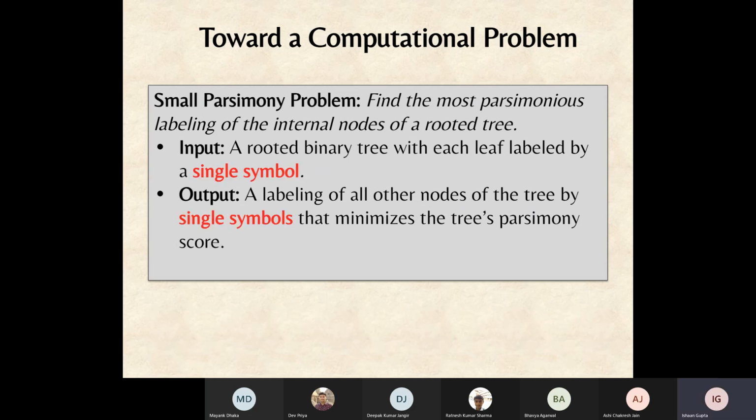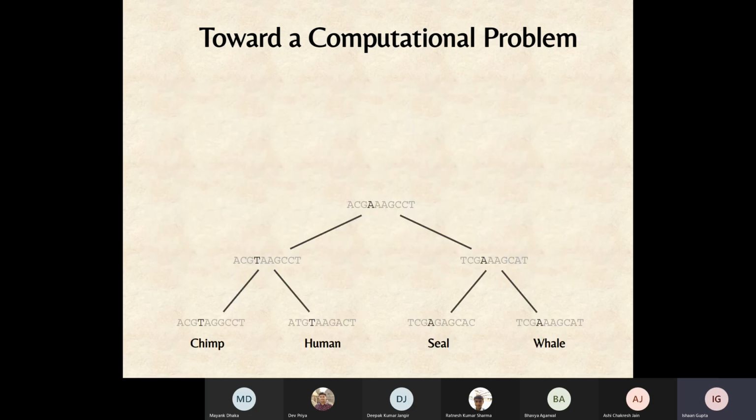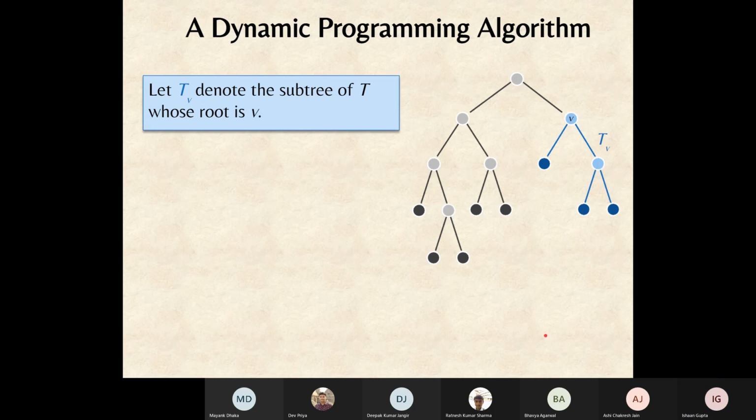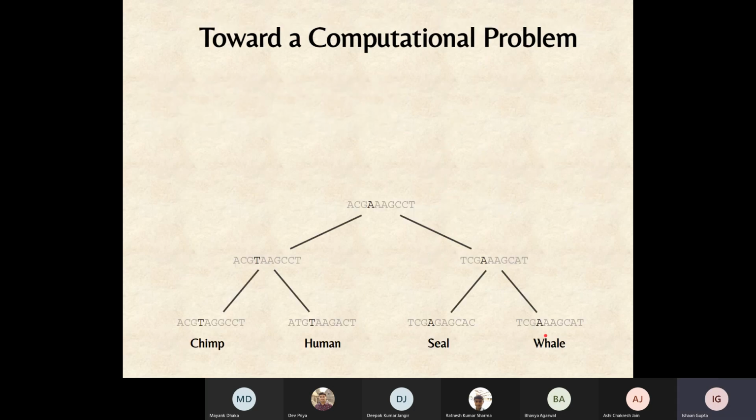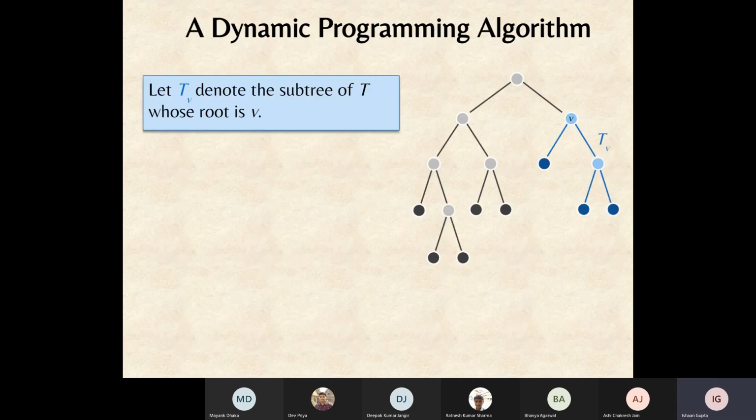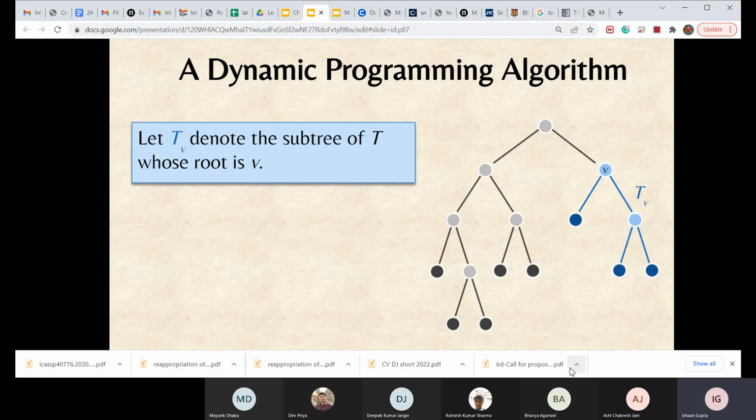A simpler version of this problem statement would be if we can solve this problem for a single symbol. What do I mean by that? Let us take only a single symbol here, the fourth column. This is an A, this is a T, this is a T, goes to T, this goes to a T. This is an A, this goes an A, and in both the seal and whale you have an A. There's a dynamic programming algorithm which we can use to solve this. This is what I'm going to discuss in the next class.